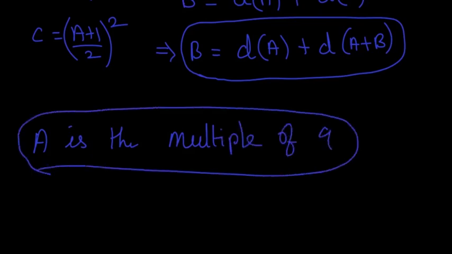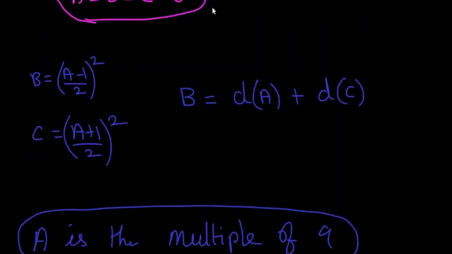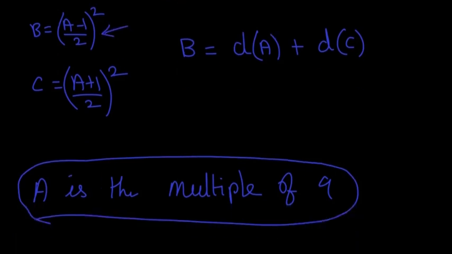Right? Great. Now remember that b is equal to (a minus 1 by 2) whole square. This one. And we need b to be an integer. That means a minus 1 should be even. That means a should be odd. Right? So a should be odd, and a is a multiple of 9. Therefore, a is an odd multiple of 9.